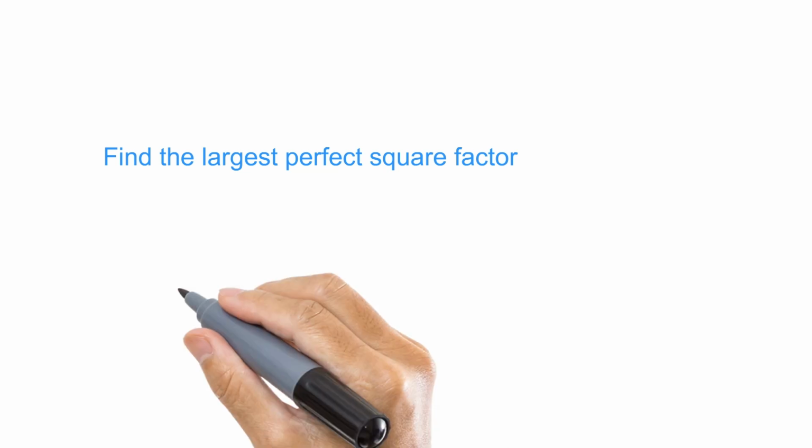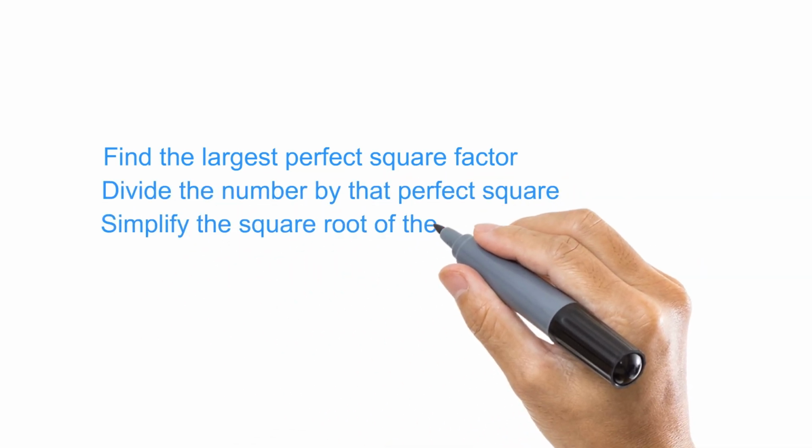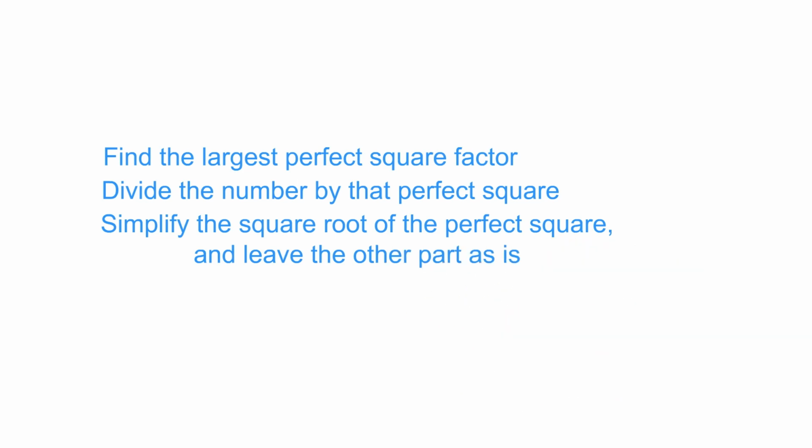That's it. To simplify square roots, find the largest perfect square factor. Divide the number by that perfect square. Simplify the square root of the perfect square and leave the other part as is.